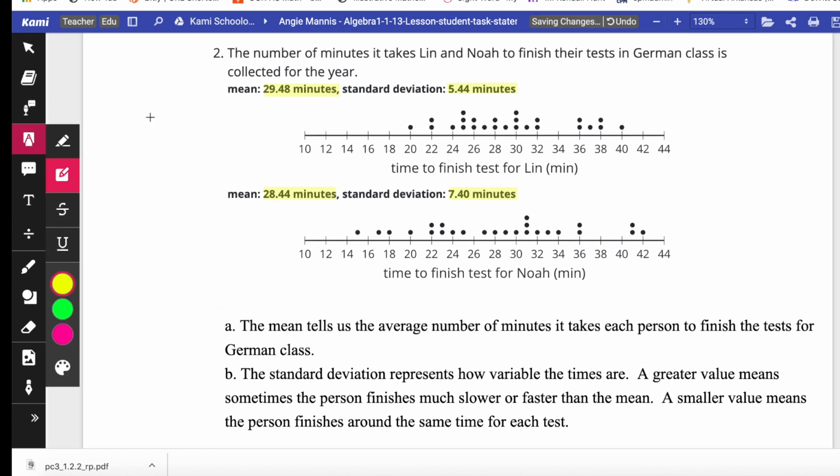So looking at this, Lynn finished around the same time for each test. Now she did have one that was 20 minutes and one that was 40 minutes, but that's only 11 minutes longer than the mean, and then that one's only 9 minutes shorter than her mean time. And looking at Noah's, we've got all the way down to close to 15 minutes, and then all the way up to 42 minutes, but the mean was 28.44. So you can see there's a wider variety. The data is more variable. It's more spread out.